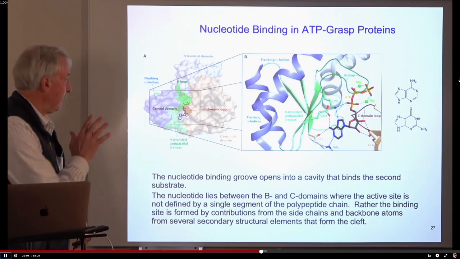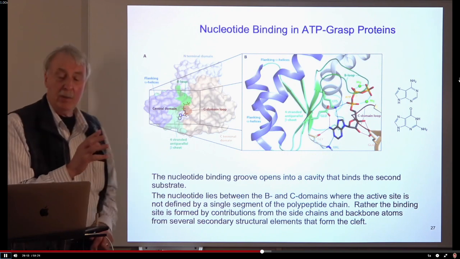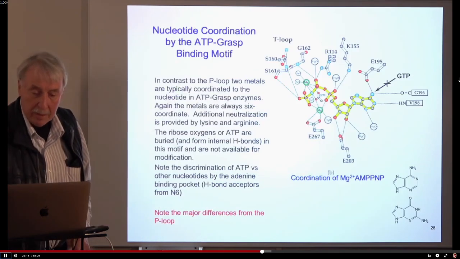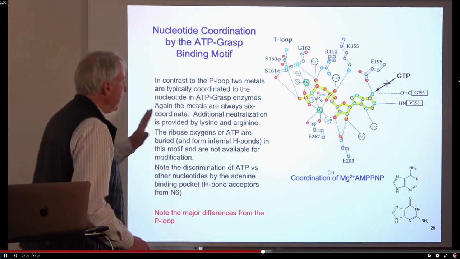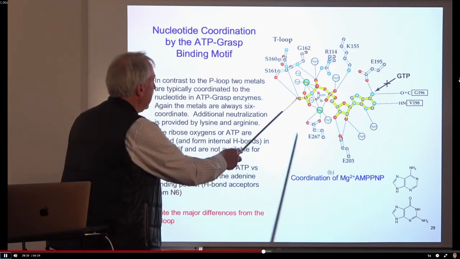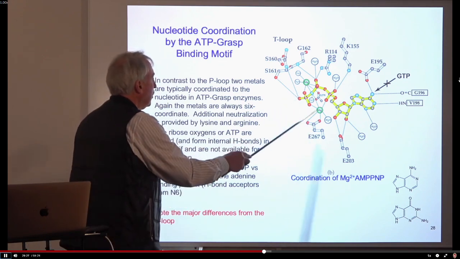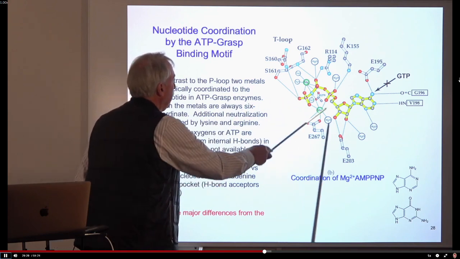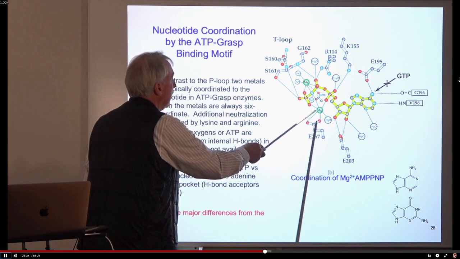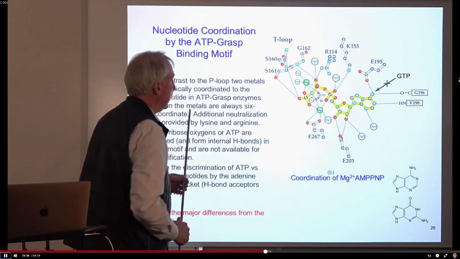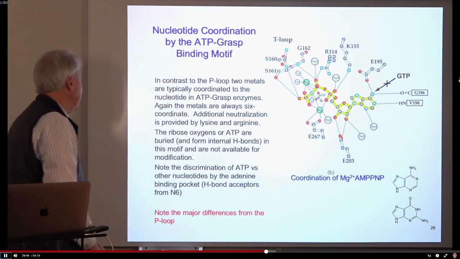So again, this brings across the point. If you look at this, it's utilizing binding determinants from throughout the protein. So this just shows it in a little bit more detail. And the important thing to focus on again is that there are extensive interactions, extensive hydrogen bondings, between all of the oxygens of the ATP. And the magnesium ions, which don't look it here with this particular representation, are octahedral in coordination. And again, the discrimination between ATP and GTP.